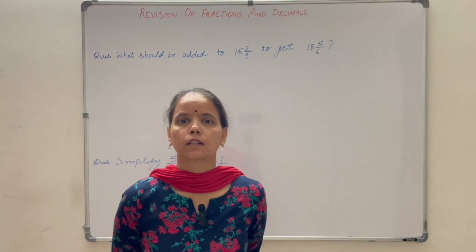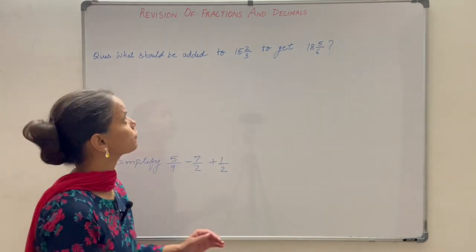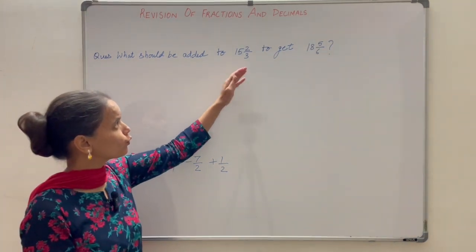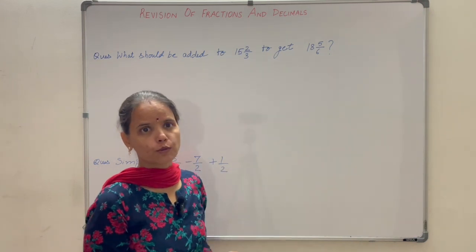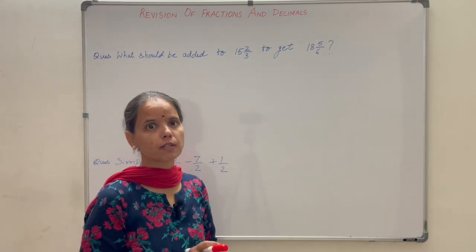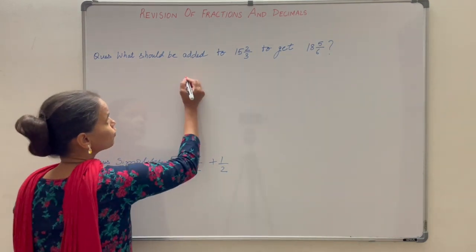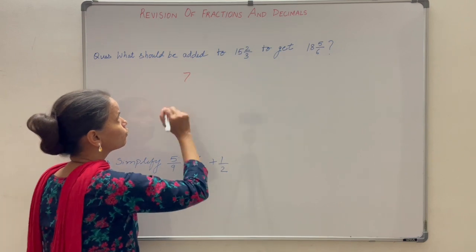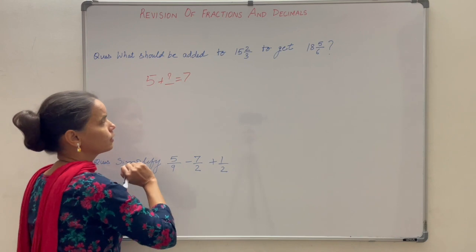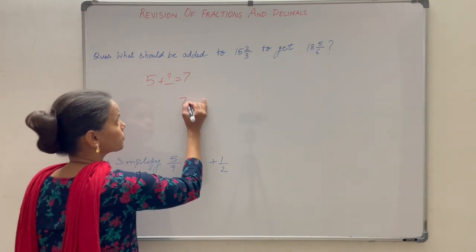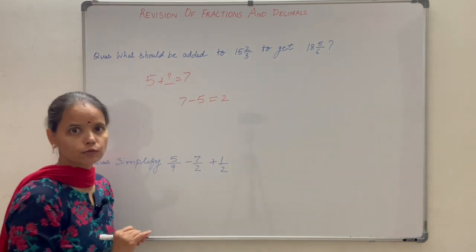Let us now take some examples of addition and subtraction of fractions. So here is the first question. What should be added to 15 2 by 3 to get 18 5 by 6? Before we solve this question, let us make it a little simpler by taking the numbers as whole numbers. If I ask you what should be added to 5 so that you get 7, what will you say? You have to subtract 5 from 7. That means you have to add 2.